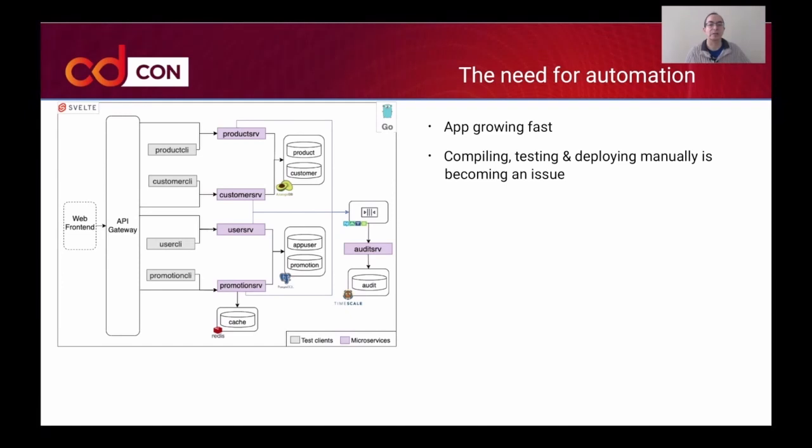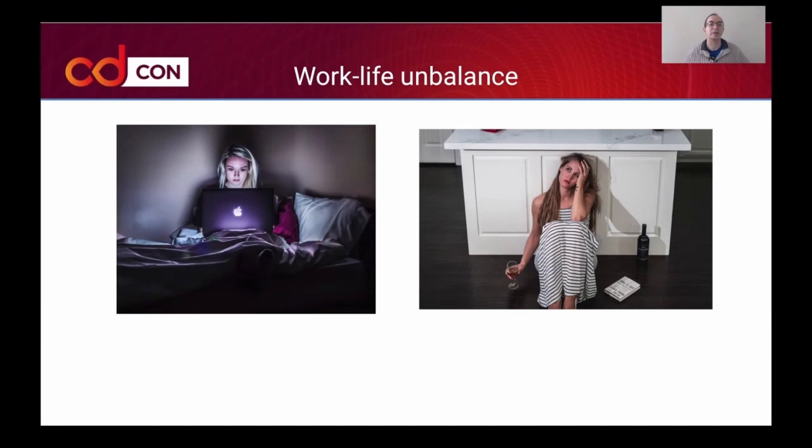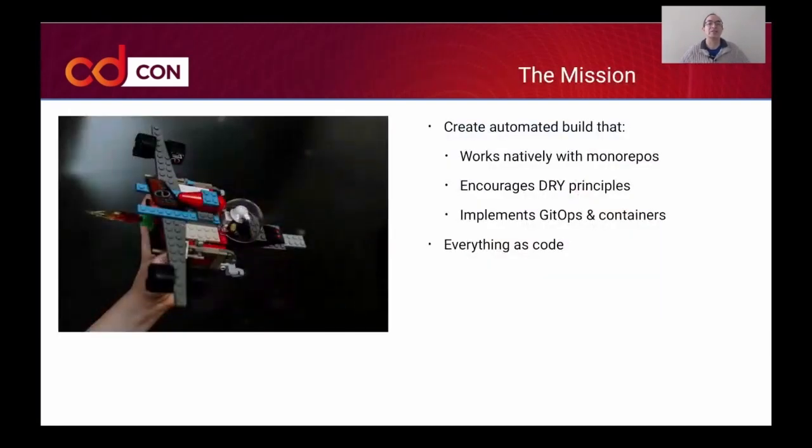But as the application keeps growing and growing, compiling, testing, and deploying all these different things manually is becoming a problem. Errors are starting to crop up. There's no pipelines to run, which is causing a problem in their work-life balance. So our mission will be to create an automatic pipeline that will help our team get back their work-life balance.